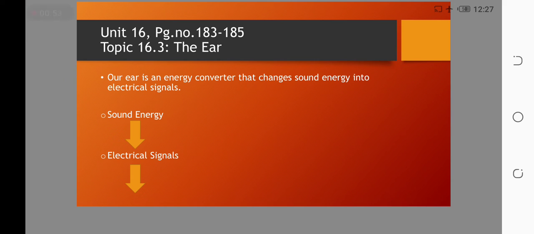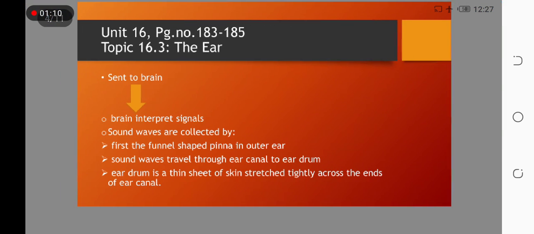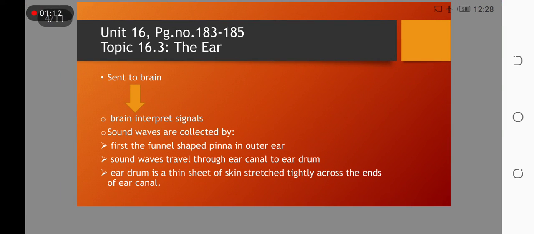We can observe that our ear is basically an energy converter. The reason is that it can change sound energy into electrical energy. These signals are then sent to the brain. The brain interprets the signals by comparing them with the huge memory of sound it has stored.